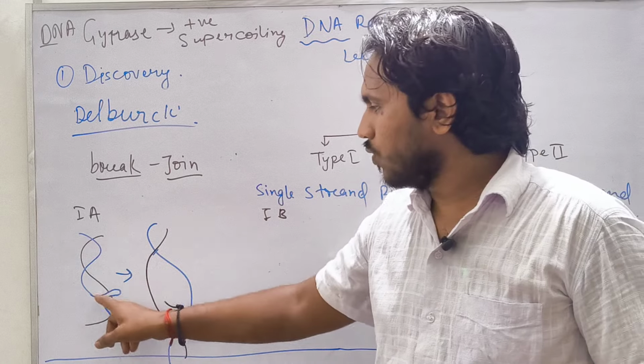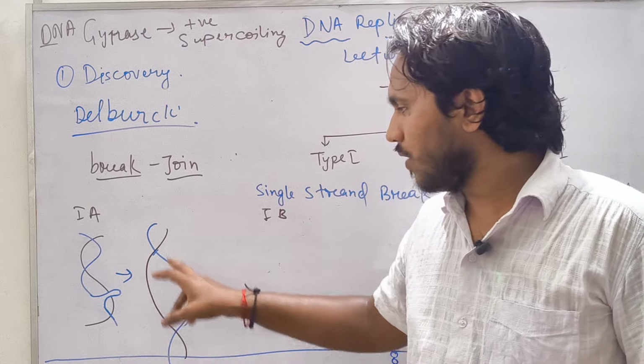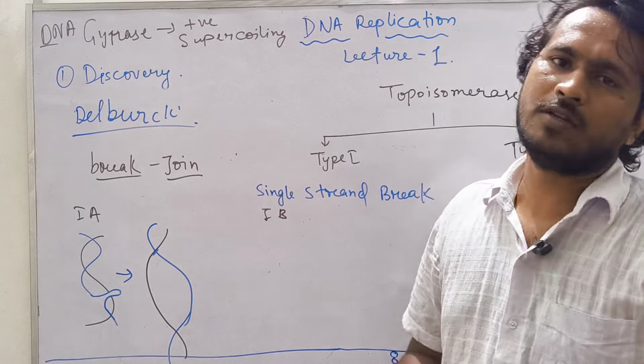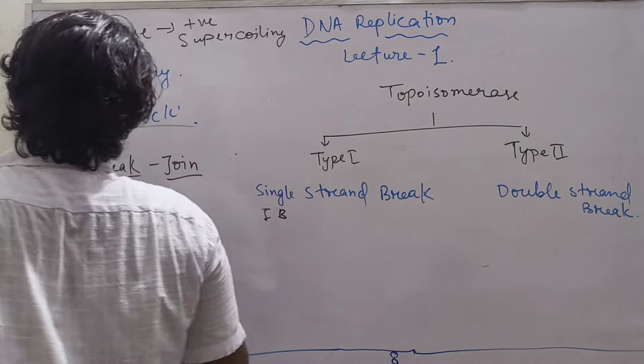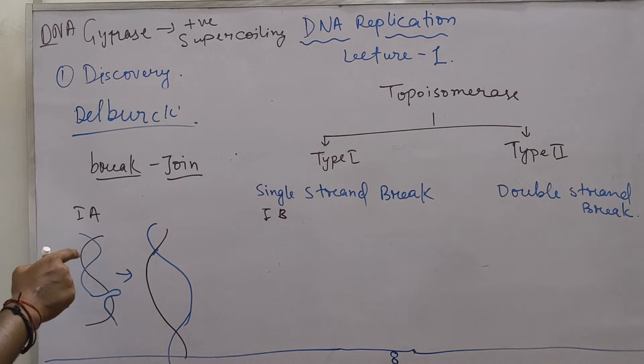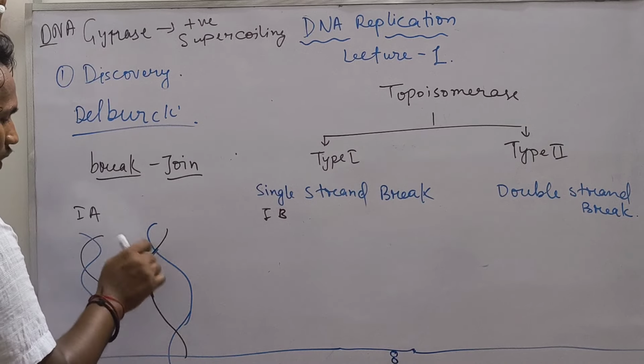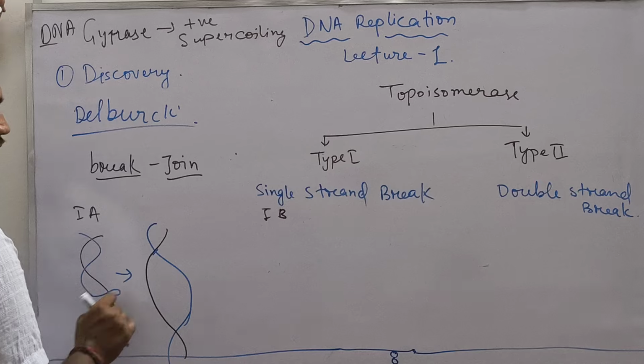So what do you think, does the linking number increase or decrease? Here 1, 2, 3: three times it is passing, but here only one time is passing. So the linking number decreases, by one. Now it is unwound just by the passing of one strand.